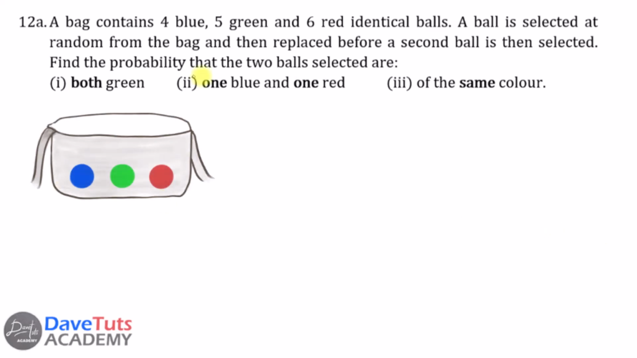And then looking at what we're told, there are 4 blue balls, and after that we are looking at 5 green balls, and in addition to that we are looking at 6 red identical balls. So that's what we have, meaning that from here we can know that the total number of balls is just the addition of all of this, which is 4 plus 5 plus 6, and that will be 9 plus 6, that is 15 balls.